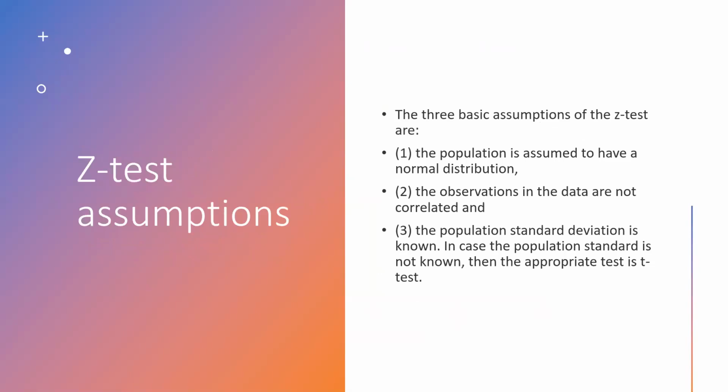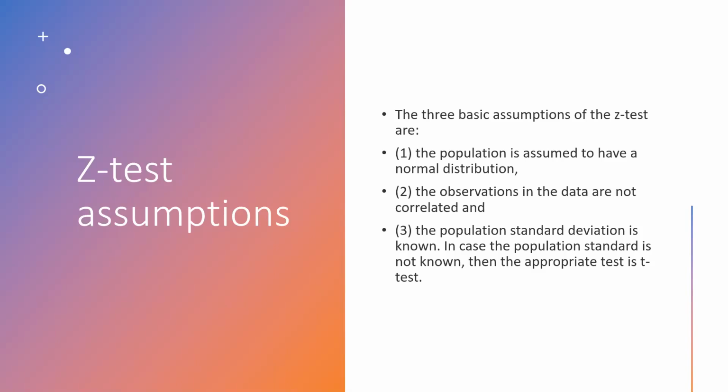So there are three basic assumptions when we are dealing with z-test. The first one is the population is assumed to have a normal distribution. The second one is the observation that the data are not correlated. This is difficult to test anyway. And number three, the population standard deviation is known. This is very, very important.